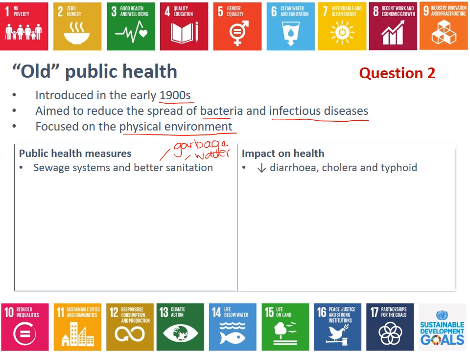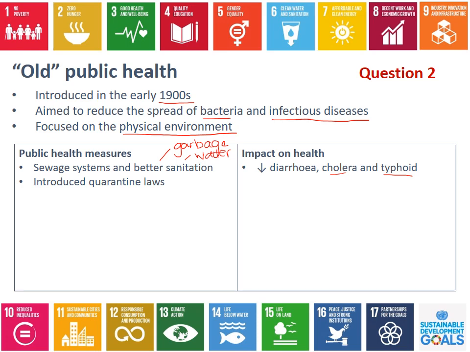And because of those things, there were decreases in the amount of diarrheal diseases, which can actually be really dangerous, especially for children, cholera and typhoid. So they were infectious diseases that we don't really see anymore, not in Australia, but they were very prevalent 100 years ago, but they decreased a lot after some of these measures.